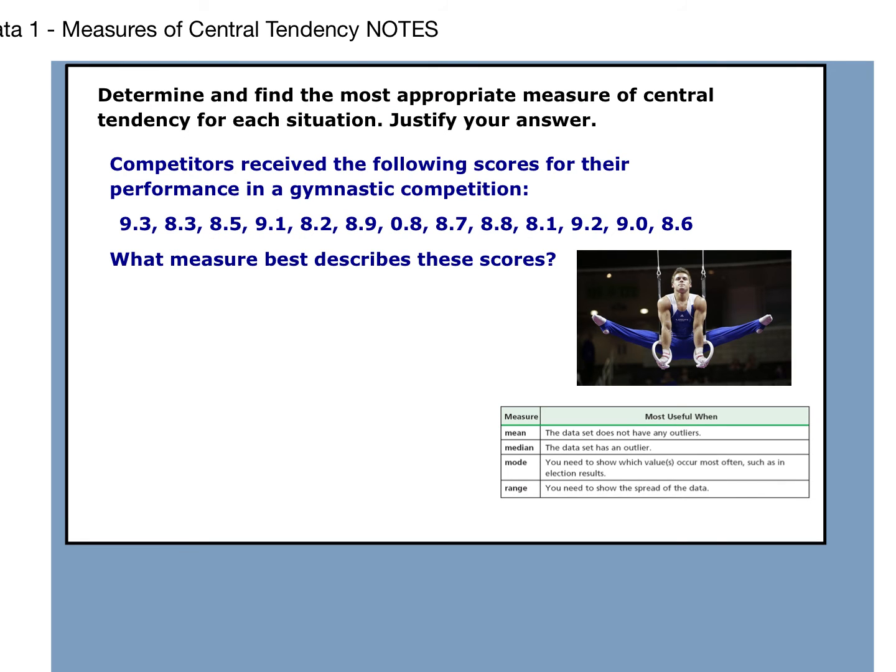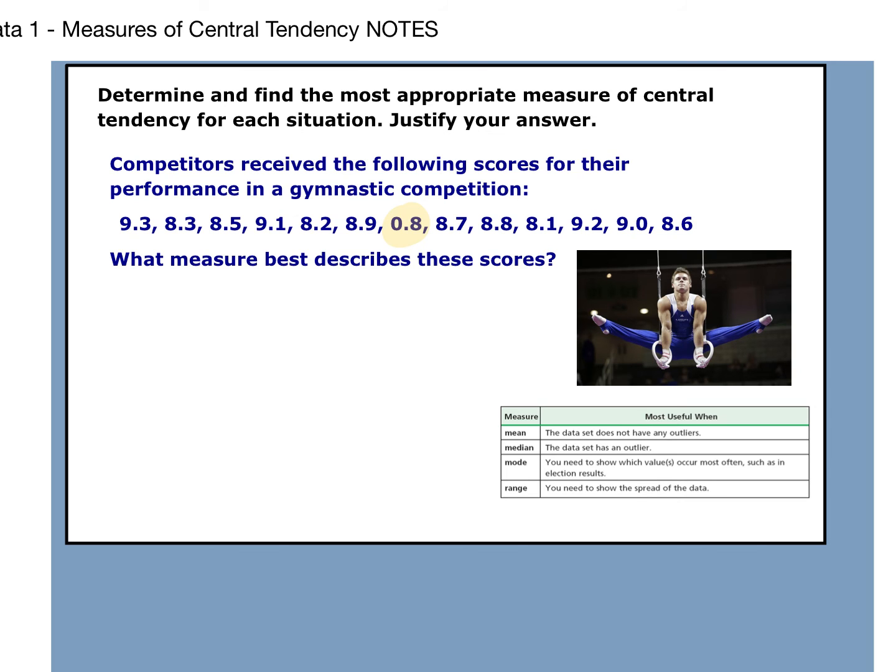All right, here's an example. It says determine and find the most appropriate measure of central tendency for each situation and justify your answer. It says competitors received the following scores for their performance in a gymnastic competition. So these are all different competitors. Their scores look like they're in the 9-point-something range, 8-point-something range. Oh, I see one here in the middle, 0.8. That guy must have totally wiped out and not gotten up or something. So that is definitely an outlier.